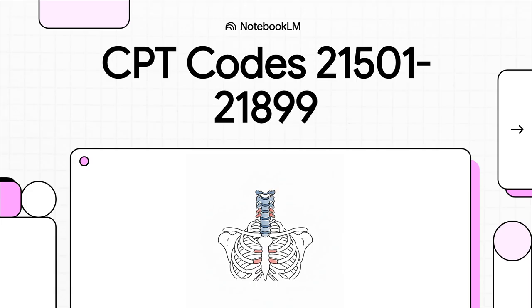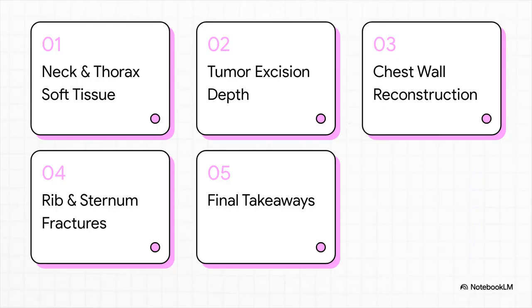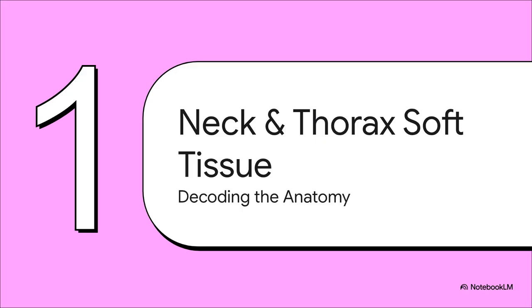And as always, we're doing it with absolutely zero fluff. So let's get right into it. Here's our agenda for today. We'll cover the neck and thorax soft tissues, then move right into tumor excision depth guidelines, chest wall reconstruction codes, rib and sternum fractures, and finally, wrap up with our key takeaways. Starting off with Section 1, neck and thorax soft tissues.